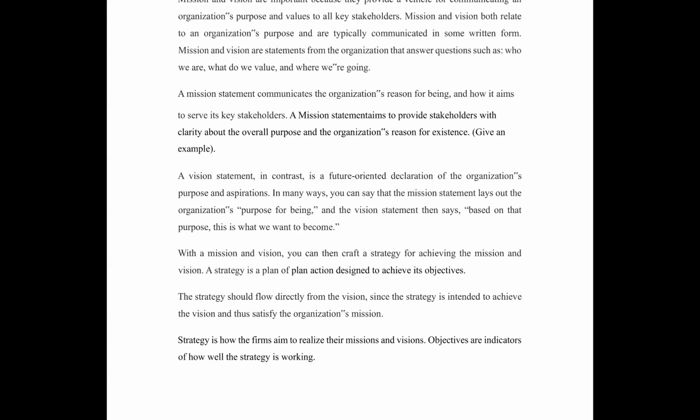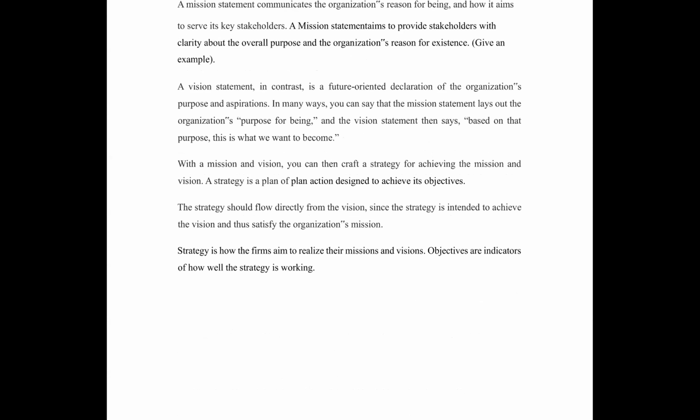There is also what we call a vision statement. In contrast, it is a future-oriented declaration of the organizational purpose and aspirations. In many ways, we should be able to show people in writing, of course, where we are going. What is our vision?